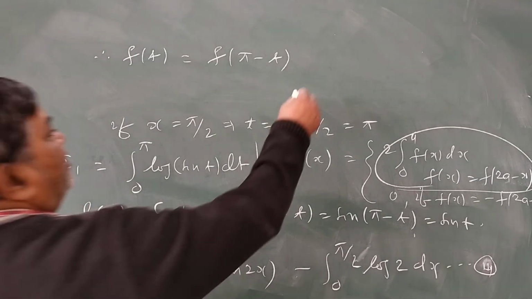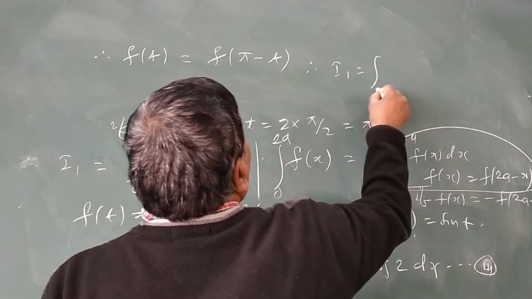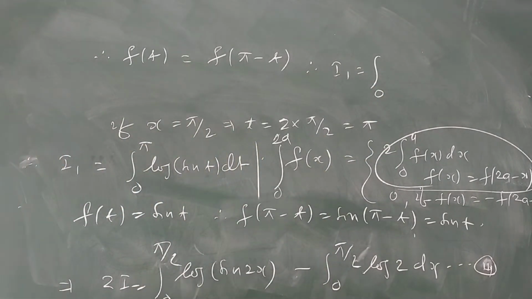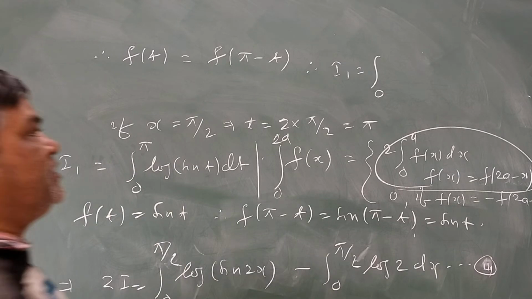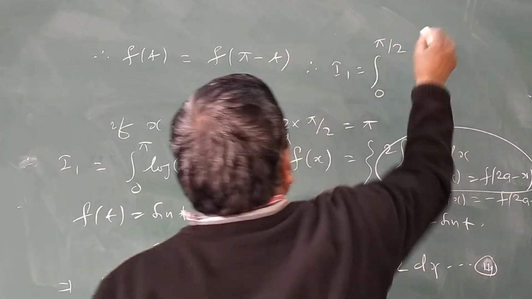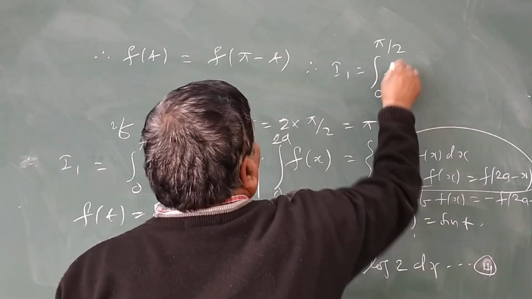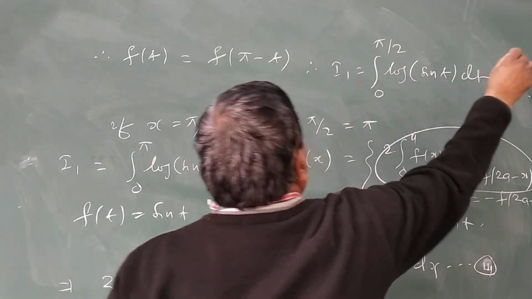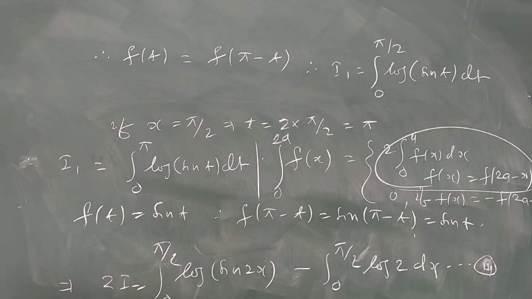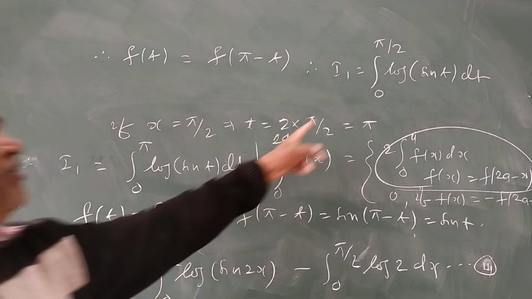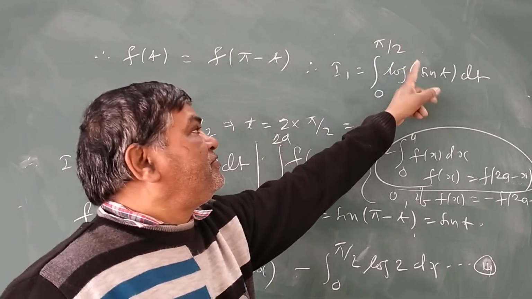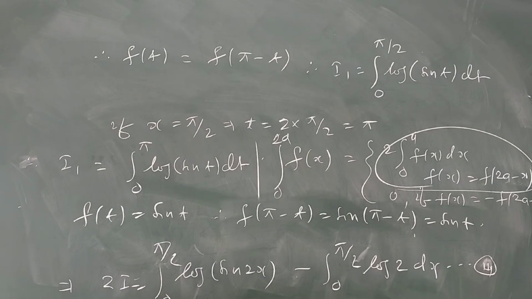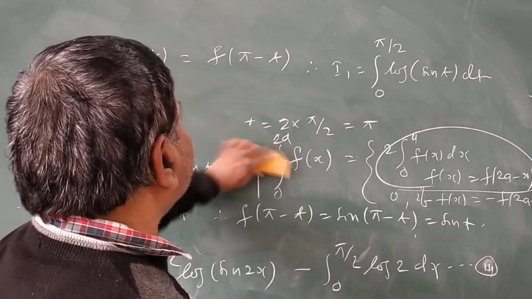So what is I1 now? I1 is equal to the integral from 0 to pi by 2 of log sin t dt. So the value of this is the integral from 0 to pi by 2 of log sin t dt.